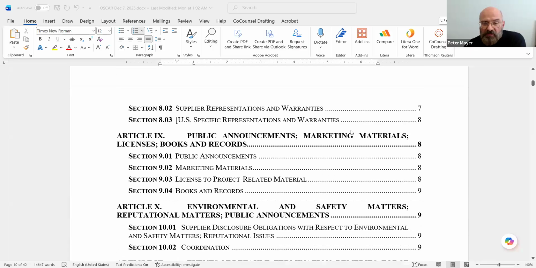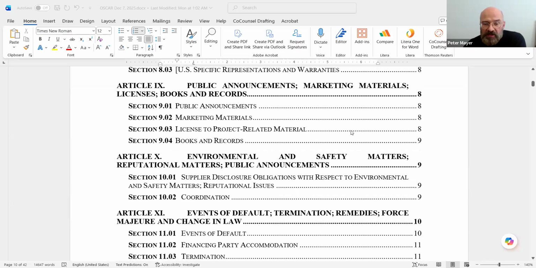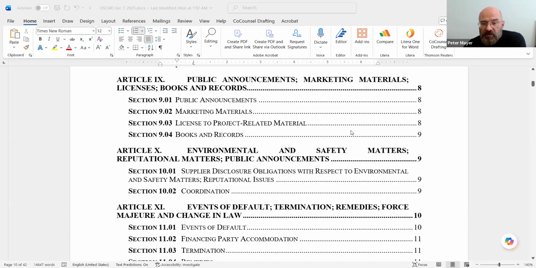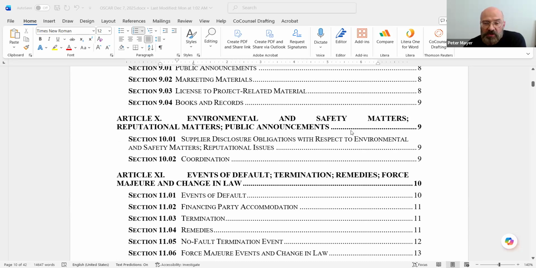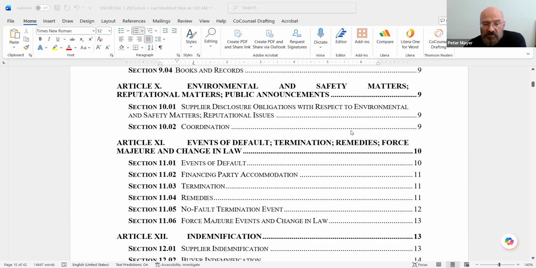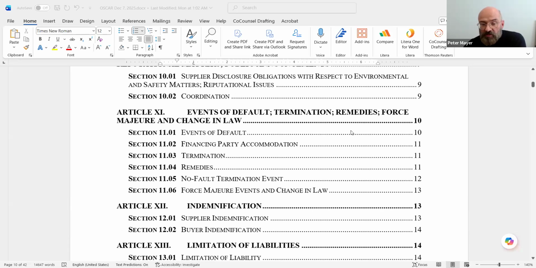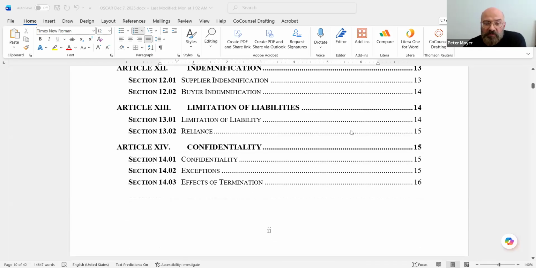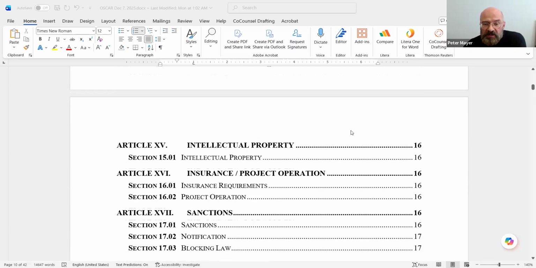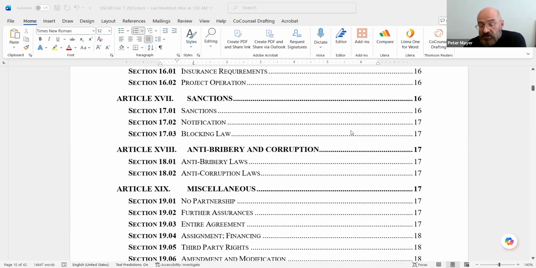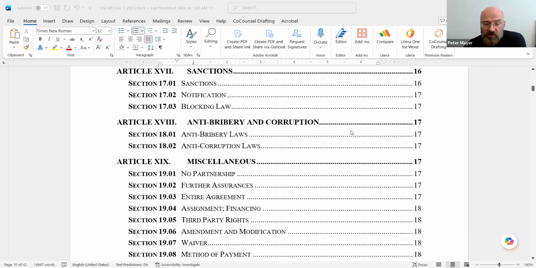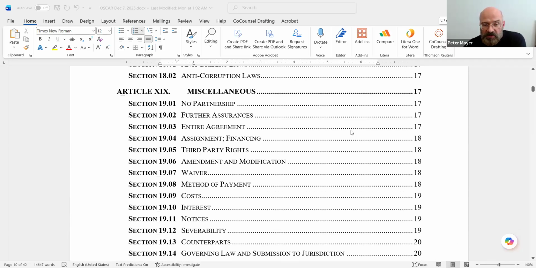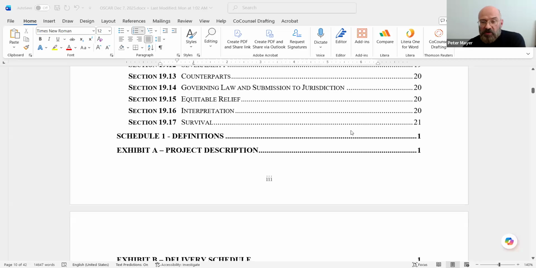There are various reps and warranties, and other customary provisions that we have for CDR deals, public announcements, right? Reputational issues that could arise, events of default are obviously going to be very important. And the rest is, let's say, sanctions, anti-bribery, corruption, depending on what kind of jurisdiction the project is, that may be important. And the miscellaneous provisions are pretty much standard for any kind of commercial transaction.